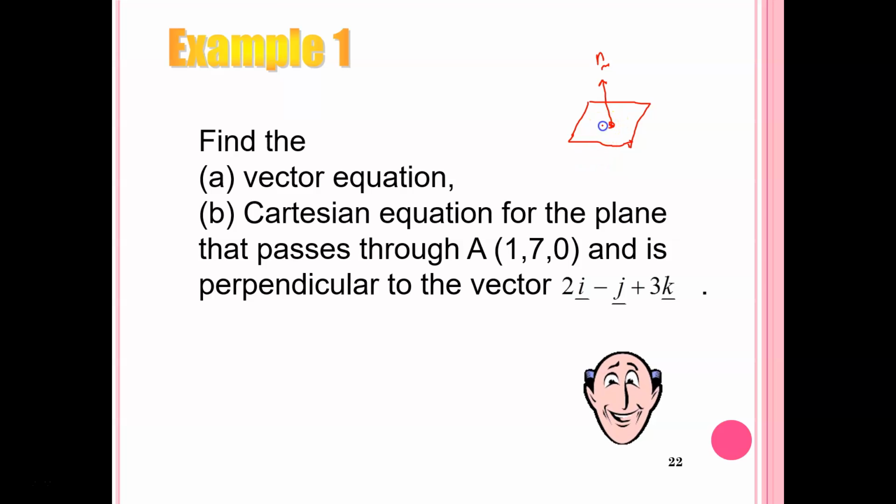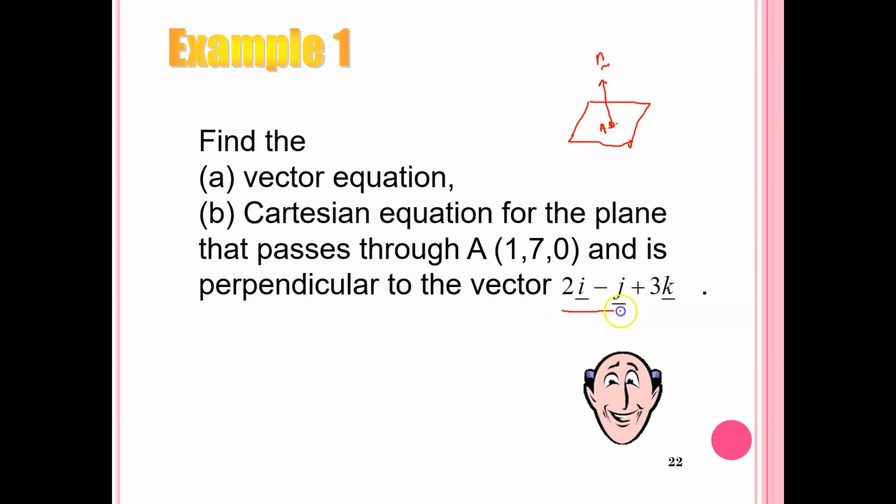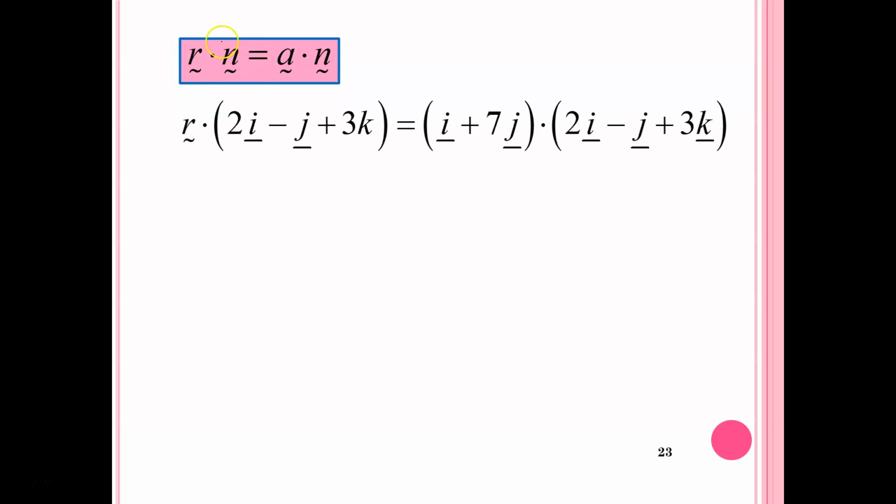So maybe this A is actually somewhere around here. So this is actually your vector normal. So you have the vector equation for plane. So we substitute it in. You see, this one is actually N, your vector normal, and this is for point A. Okay, so you follow this vector equation for plane: r dot n equal to a dot n.